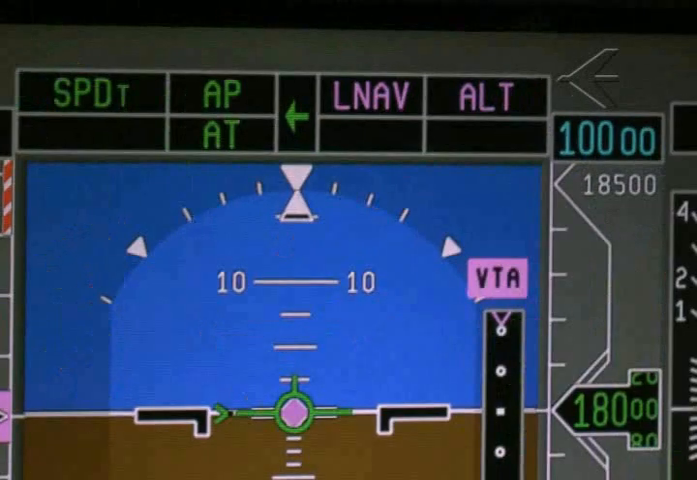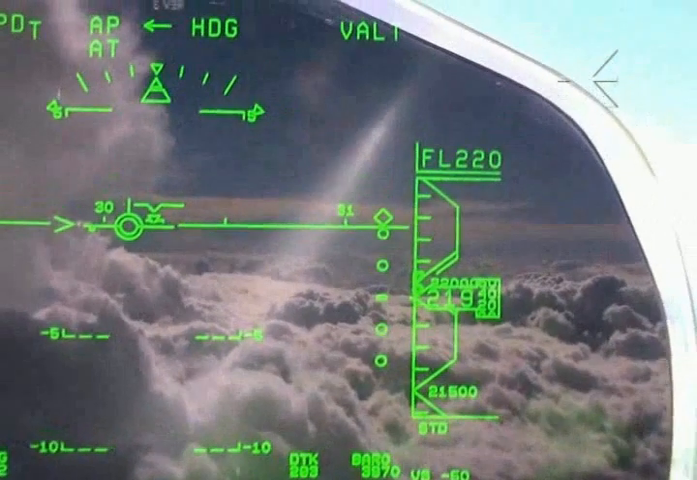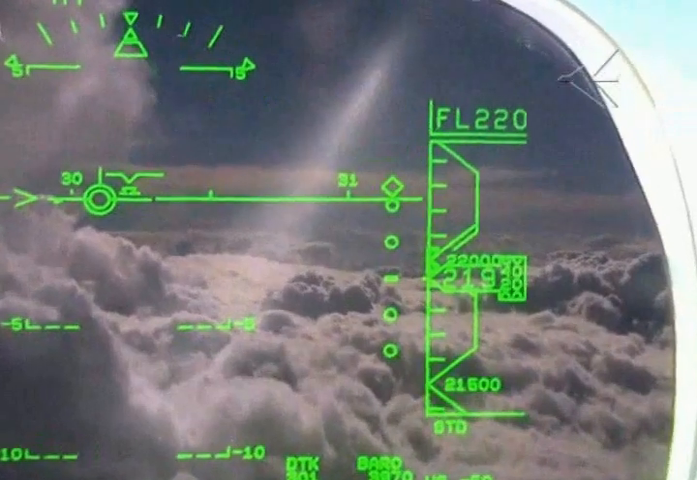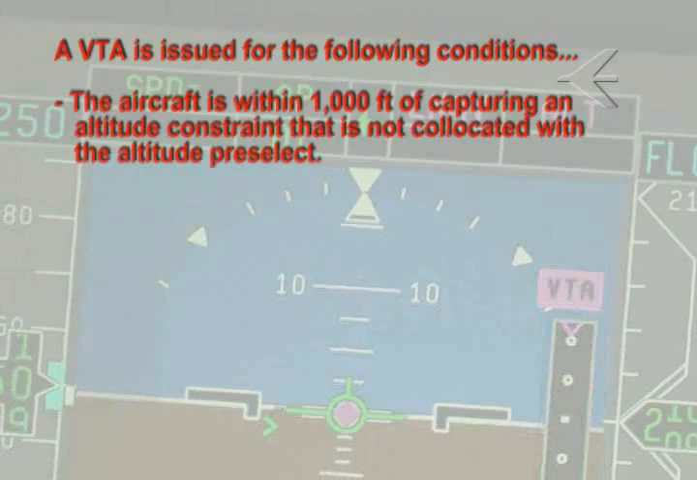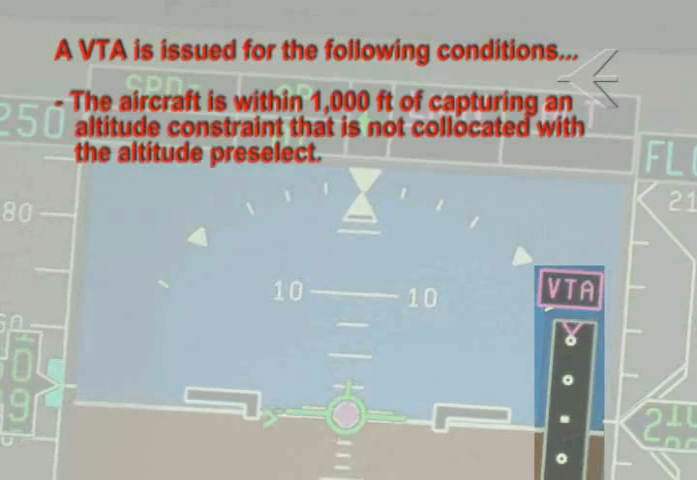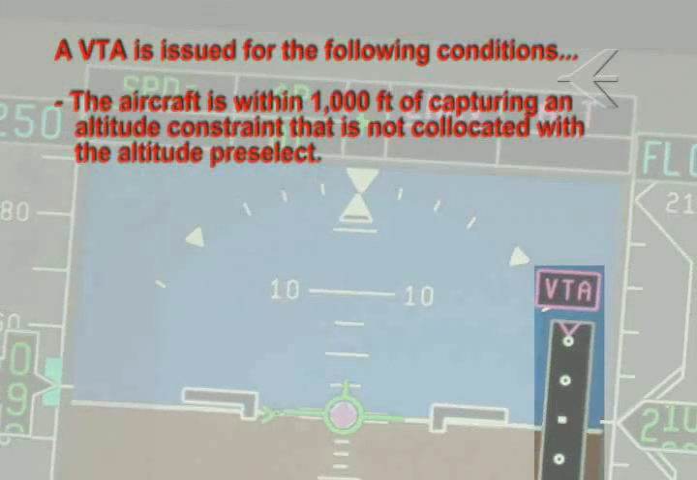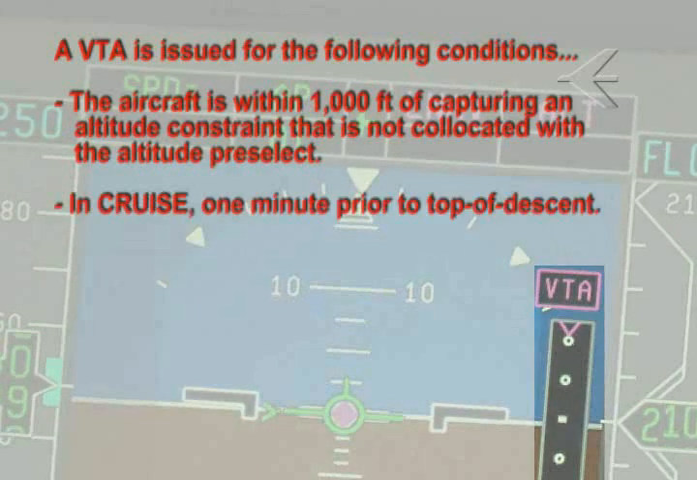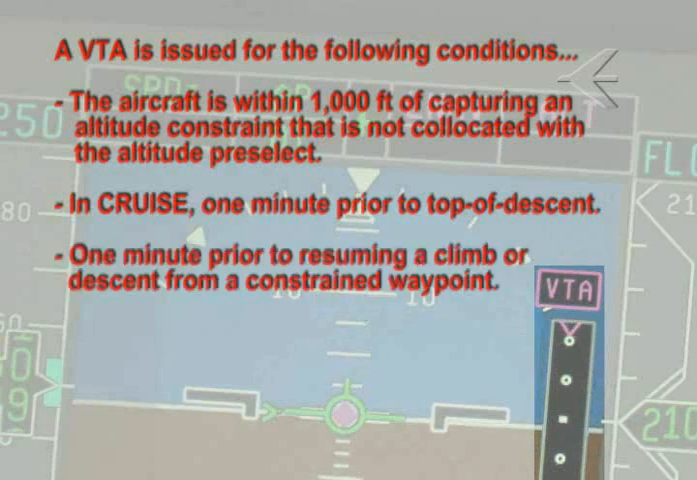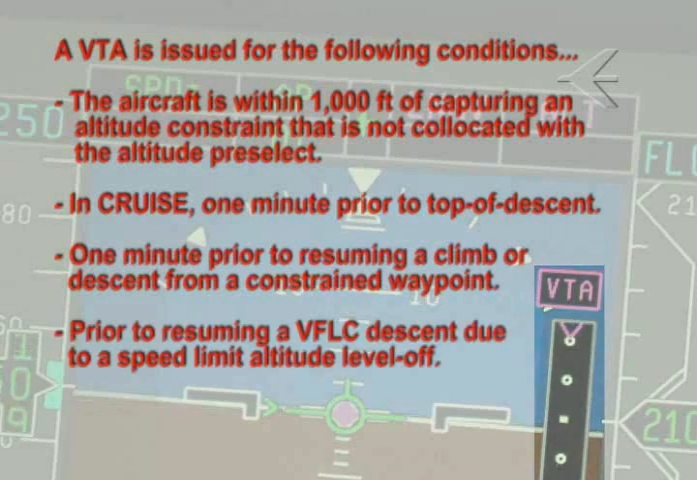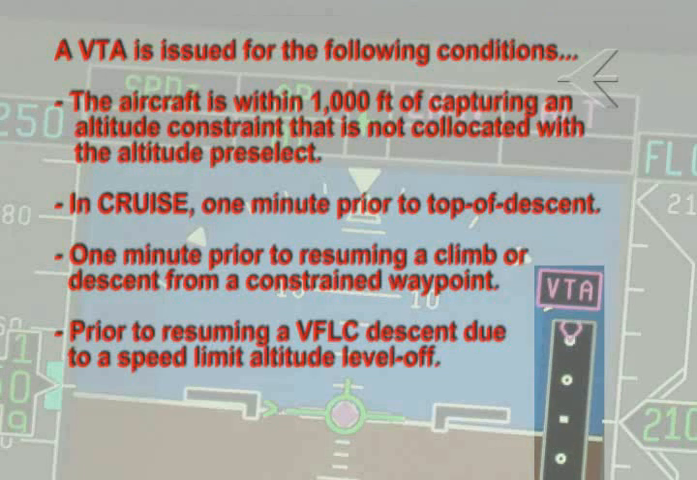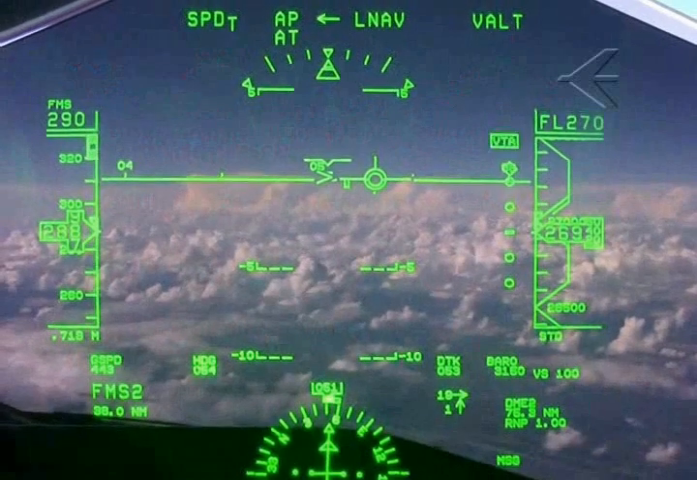Vertical track alerts, VTAs, are a way of making the crew aware that a climb or descent will be interrupted, or yet that an altitude will be abandoned. A VTA is issued for the following conditions. The aircraft is within 1,000 feet of capturing an altitude constraint that is not co-located with the altitude preselect. In cruise, 1 minute prior to top of descent. 1 minute prior to resuming a climb or descent from a constrained waypoint. Prior to resuming a VFLCH descent due to speed limit altitude level off. The VTA is also issued as an audible annunciator.